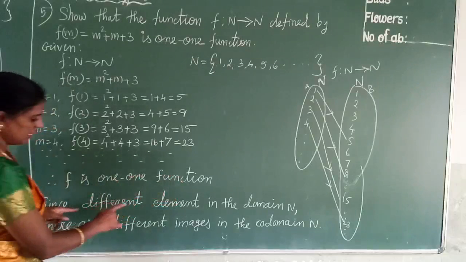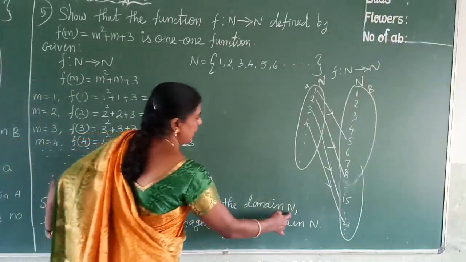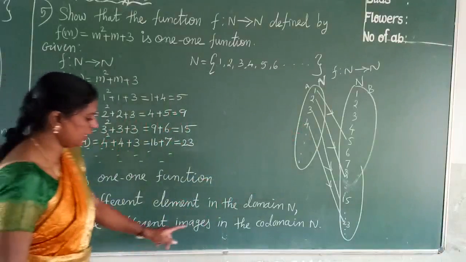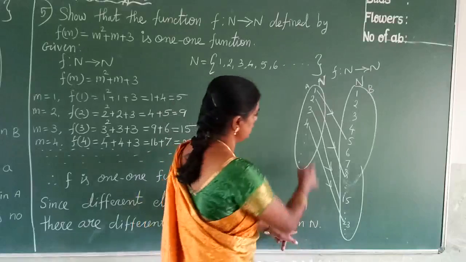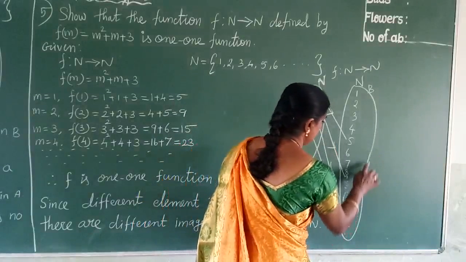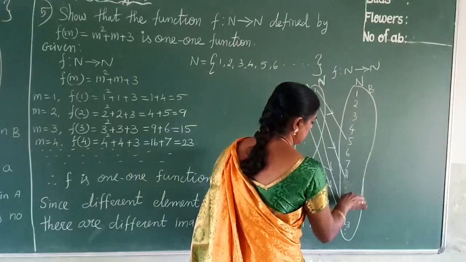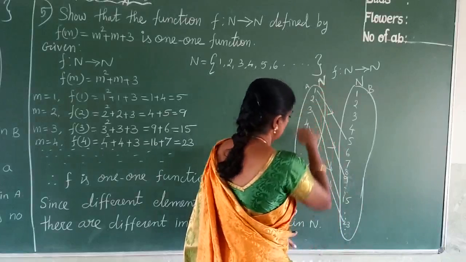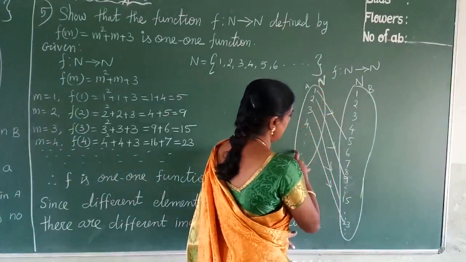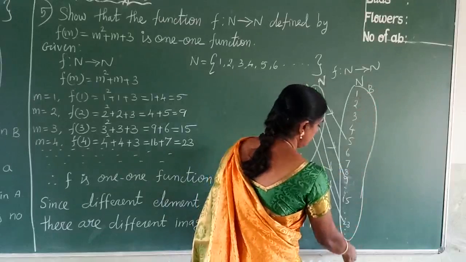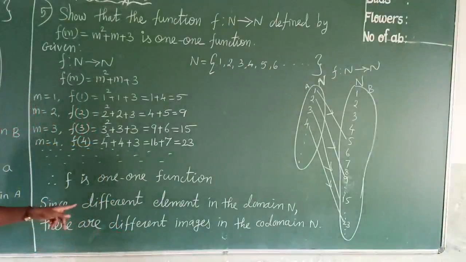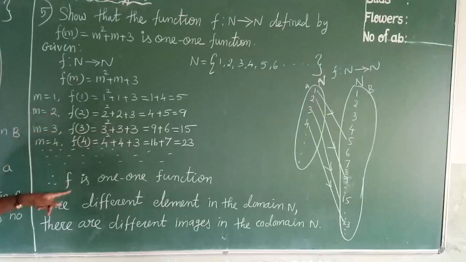What is the reason? Different elements in the domain n have different images in the codomain n. So there are different elements in the codomain also. Is it clear? So the elements 1, 2, 3, 4 in the domain have different images in the codomain also. That is the one-to-one definition. Here the one-to-one definition is satisfied, so this function f is a one-to-one function. Is it clear?